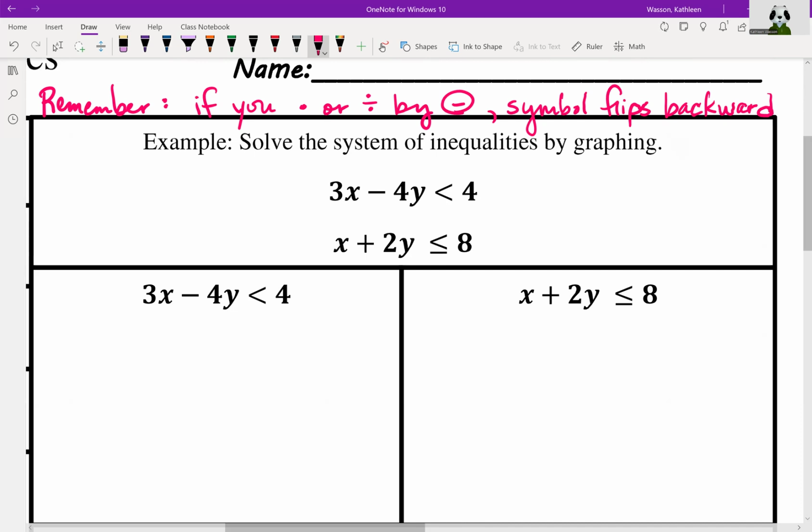This is a two-line system, but I'm going to add a third inequality, and that will be an x inequality. We'll graph x is greater than or equal to -6. So here I have inequality 1, inequality 2. Both of these need to be written in slope-intercept form. I have space here to do that.